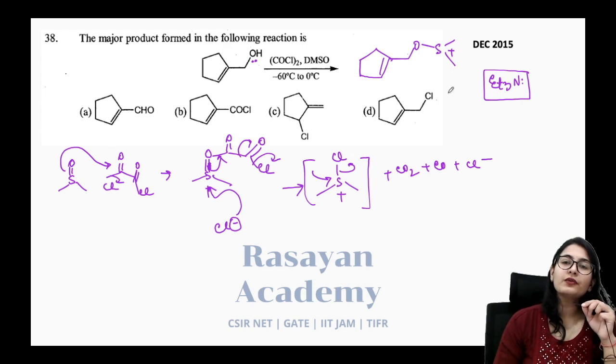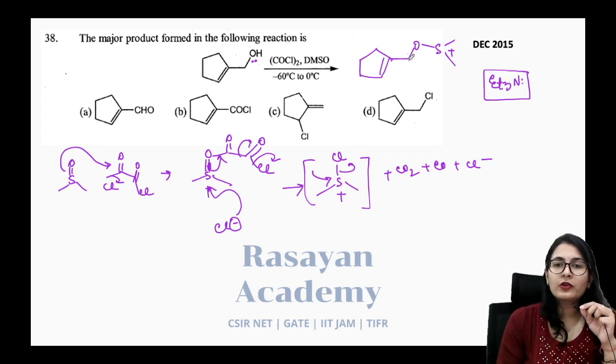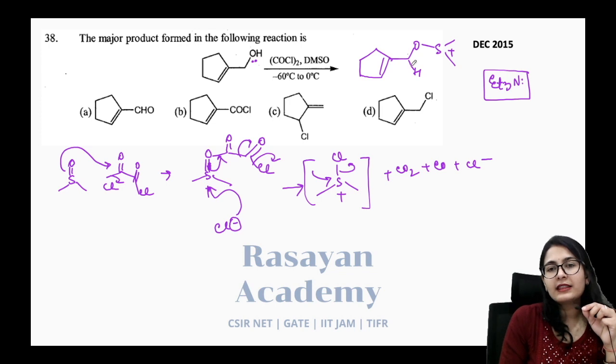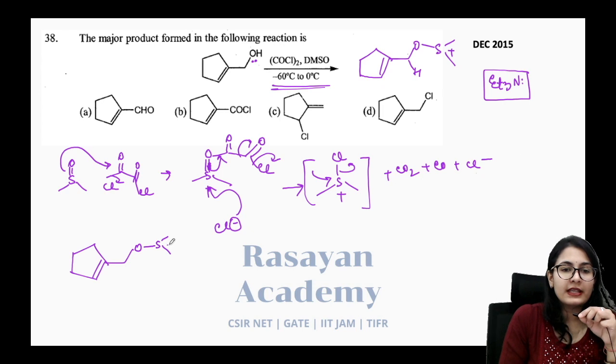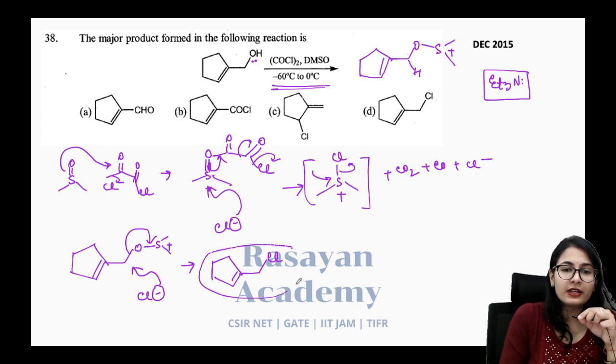What is the base going to do? The base is going to remove a proton from here, and then it is going to make the carbonyl, but you don't have a base over here. If you don't have a base, then in the absence of base, no oxidation happens. In the absence of base, the chloride is going to attack on this carbon, because now the oxygen is a very good leaving group. It has connected to sulfur, and this is your product that you are getting.